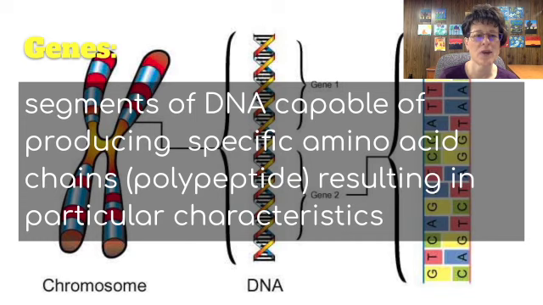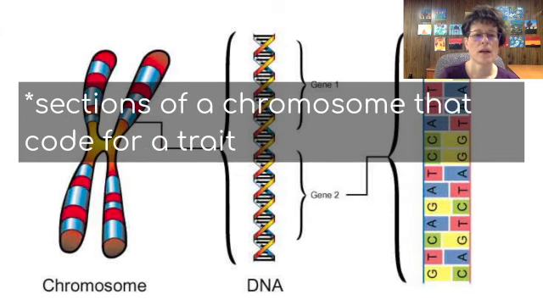In fact, we've already done some of that coding. Here is a chromosome in the background. It has DNA on it. Certain sections of that DNA code for different genes, which will make a protein. A simpler way to define a gene would be to say sections of a chromosome that code for a trait. That just simplifies that definition.